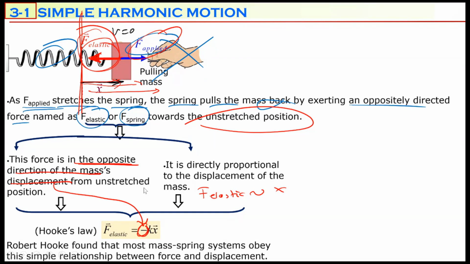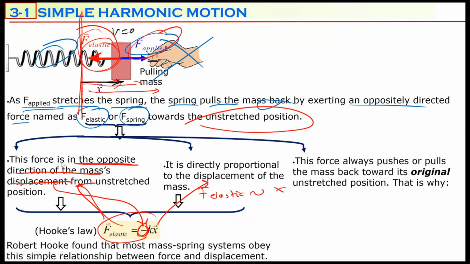Yeah, if you stretch the spring to the right, the elastic force is to the left, in the opposite direction. But if you stretch it more and more, the elastic force also increases proportionally. This equation is telling you these two things. One of them is that the elastic force is in the opposite direction of the displacement, or the stretching. Second, the elastic force is directly proportional to the displacement of the mass. And this force always pushes or pulls the mass back towards its original unstretched position.